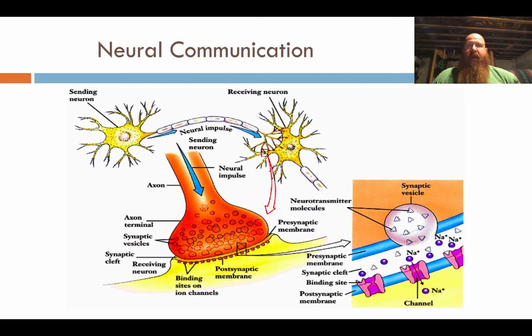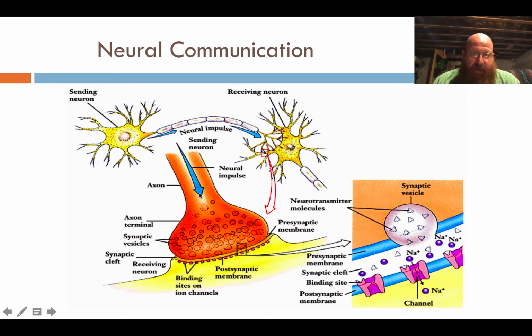So, reviewing, you've got your message that is coming in and comes in through the dendrites. The message passes into the cell body, and the nucleus decides whether it wants to send it on or not. If it does, it enters into the axon, which is surrounded by the myelin sheath, and then it goes into the axon terminal. And this right here is a blown up piece of the axon terminal.